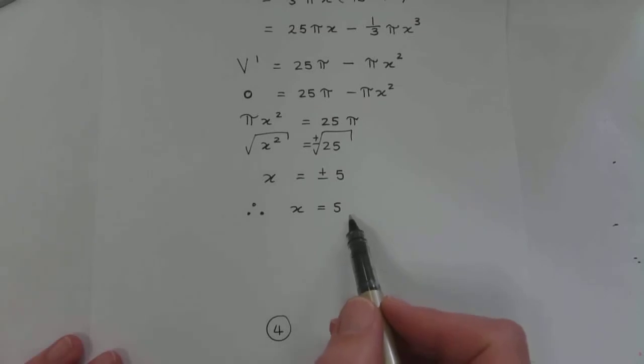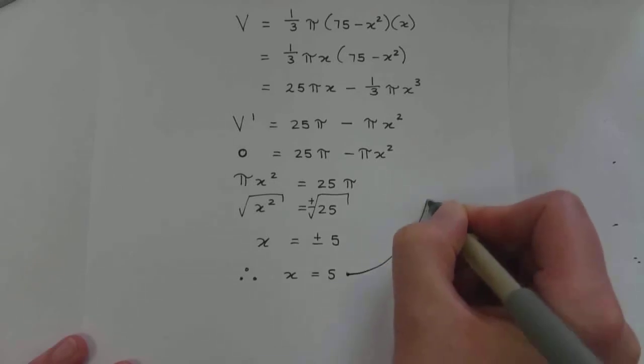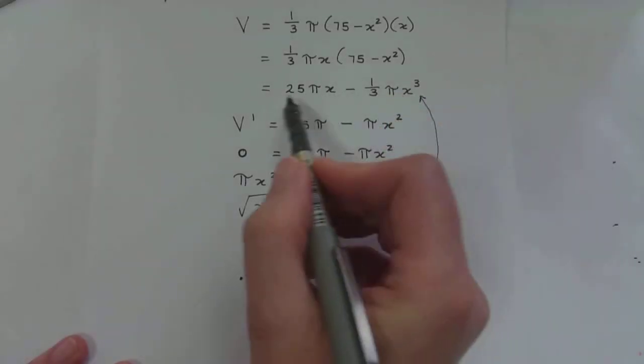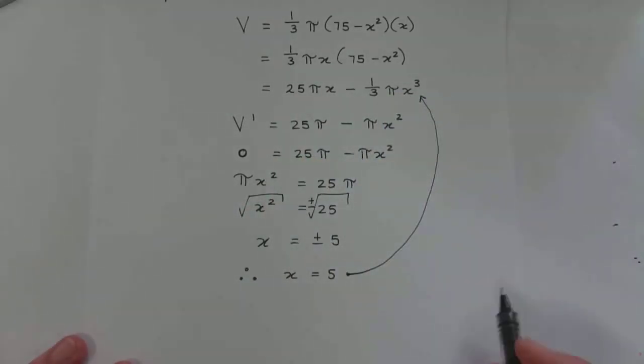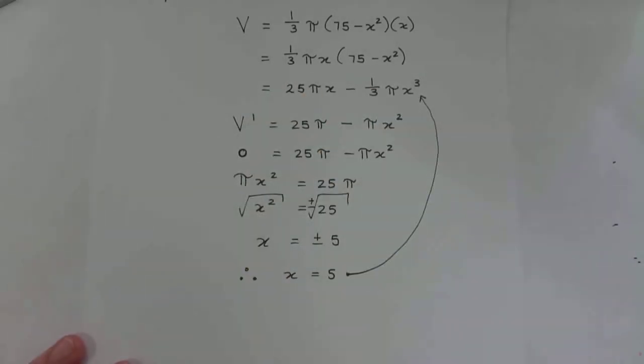What if they didn't just ask me for which value of x do I have a maximum? What if they asked me what is the maximum volume? Then, people, you would have to go back and substitute this 5 into here, because that's the formula that actually gives you the maximum volume. So if you want to substitute in just to check what the maximum volume is, you're more than welcome to do so. But we have answered the question, so we are pretty much done.